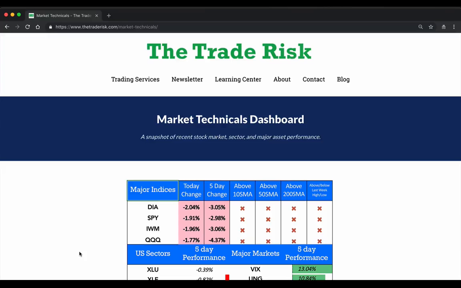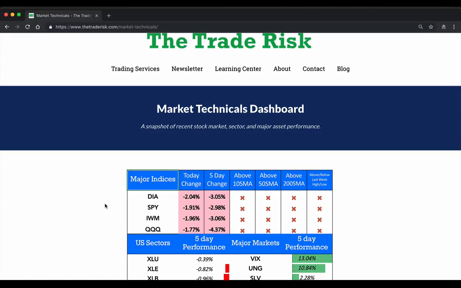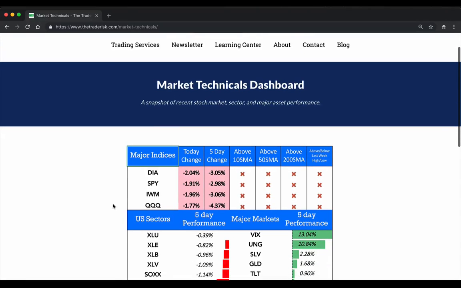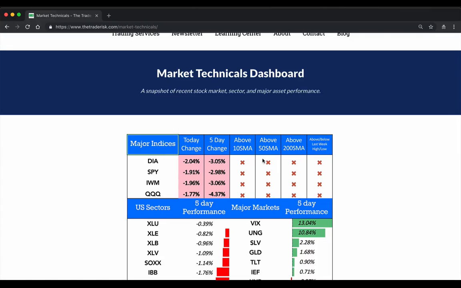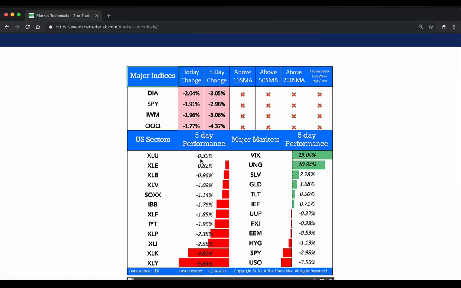So before we jump into the charts, we're going to start off with a new dashboard I put together this weekend. This is hosted on The Trade Risk for you to go to if you want to see this: TradeRisk.com/market-technicals, entirely free and updated here. It's a dashboard that I think will give us a good high-level view of the market for these recap videos as an intro, essentially just looking at performance and where markets stand across some of the key moving averages that most people pay attention to, followed by a little sector breakdown. So something I've put together this weekend.